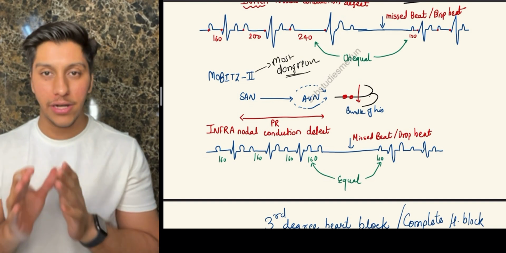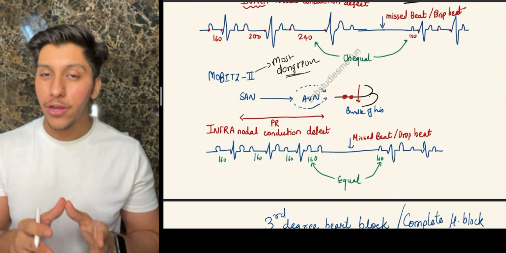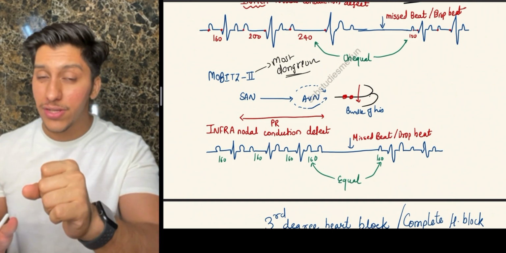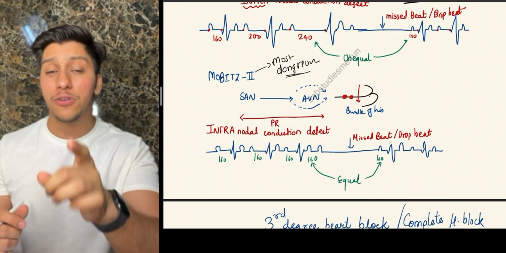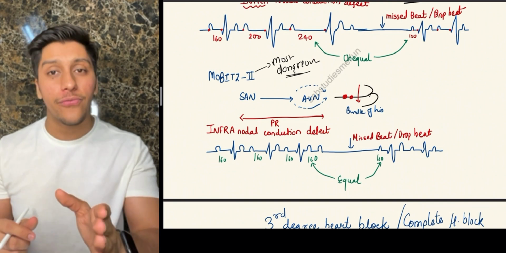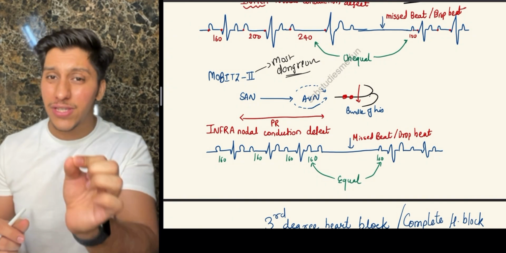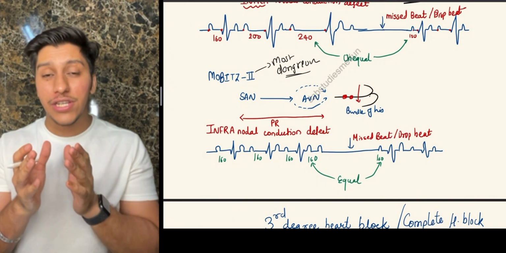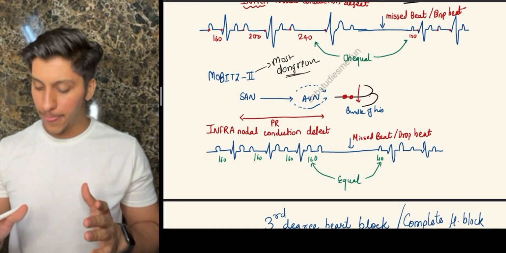I hope that is clear, because it is infranodal. Infranodal means there is a block in the bundle of His. The next controlling heart rate is going to be Purkinje fibers, and Purkinje fibers are responsible for producing only around 16 beats per minute on average, which is very less for the human heart.